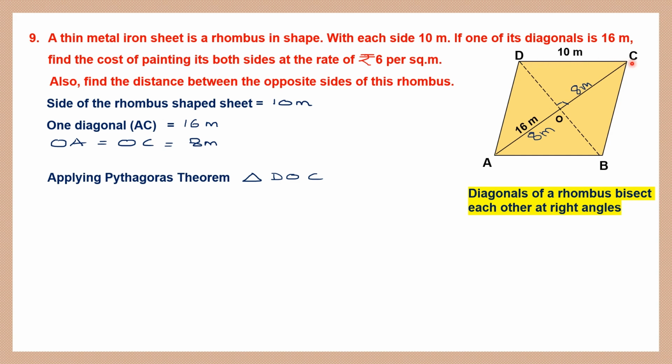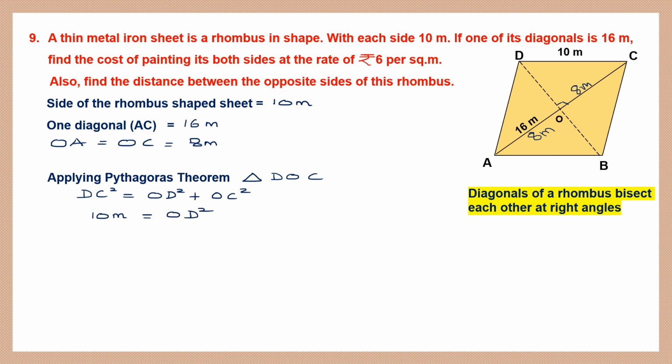The square of the hypotenuse is equal to the sum of the squares of the other two sides. So that means the hypotenuse is DC. DC square is equal to OD square plus OC square. So now let's substitute. DC we already have, 10 meters. So this is 10 meters, and OD is not given. That is what we're going to find out.